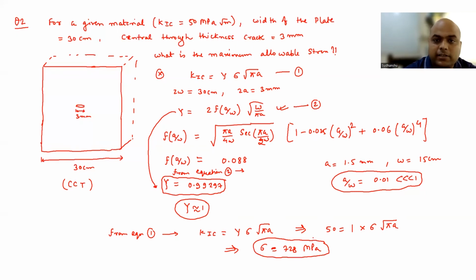So this is a condition where for all practical purpose we are assuming that a by W is very small, which is 0.01. So y is approximately equal to 1. Now let's increase the crack length. Let's fix the width of 30 centimeter and increase the crack length and see what happens to the value of y, and then sigma also. Previously it was 3 millimeter crack length. Now let's assume the crack length has increased.